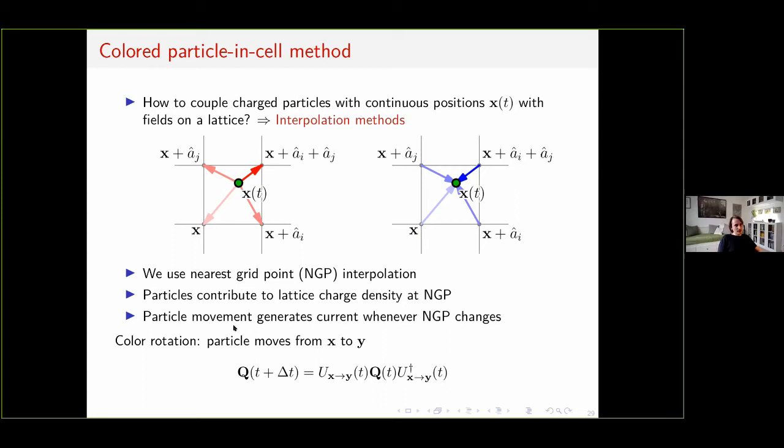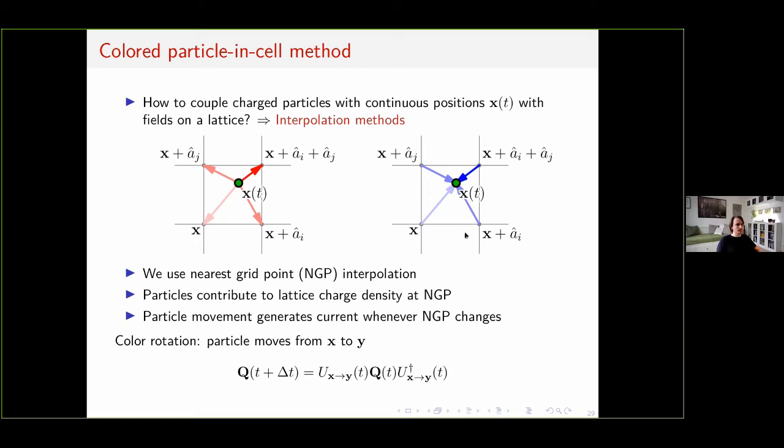Okay, so this is something that you just have to specify, and there's various ways of doing that. You can do it like I've shown here. You can maybe take even more lattice sites into account, but you can also do something very simple, which is the nearest grid point interpolation. So this means that you simply always take into account only the nearest grid point. And this means, for instance, the charge density, the charge is just interpolated to this lattice site, and the force always comes from the nearest grid point, like here.